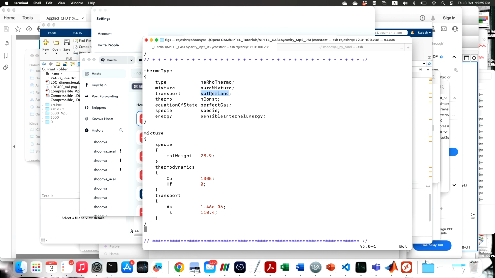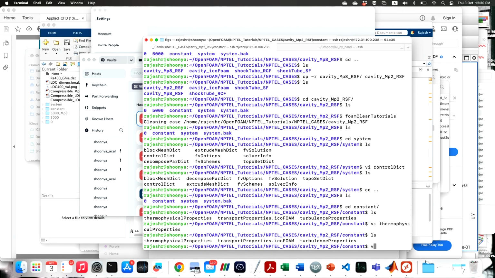If you make it constant, then viscosity will not change, and these are the values of the Sutherland's law constants. Then, for example, Cp tells how your Cp is going to vary. Here we are saying that Cp remains constant, which is given as 1005. This is the molecular mass, which will be used to calculate your specific gas constant. And these two will be used to calculate your viscosity. And we are not assuming any variation in the Hf.